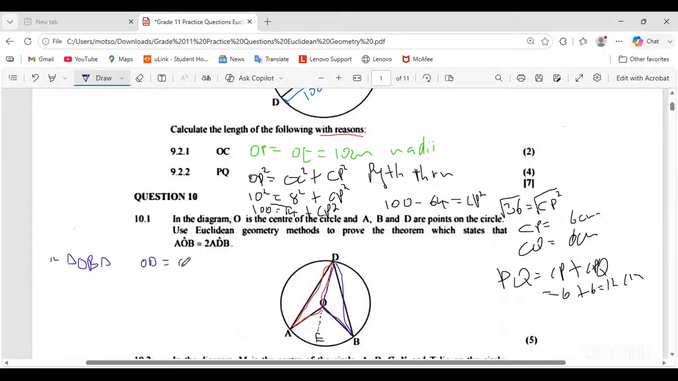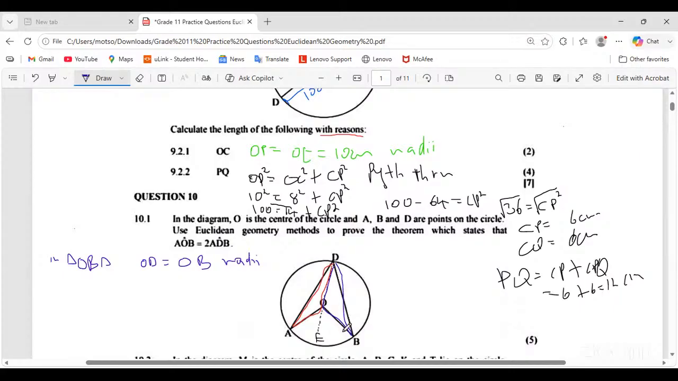OD is equal to OB. Why? Because remember, this is Euclidean geometry. We need to support. Why do we say OD is equal to OB? Because they are both radii, which is the plural of radius. This is the line from the center to the circumference. I hope that makes sense, guys.